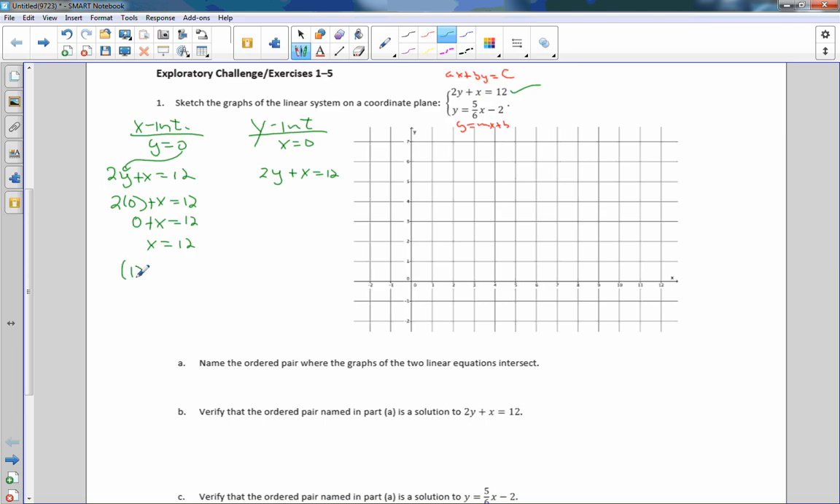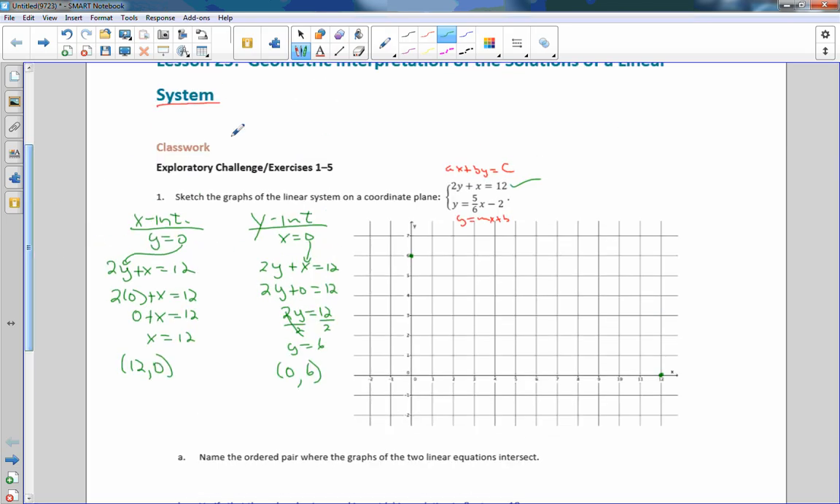Well, x equaled 12 when y was 0, so there's my point, 12, 0. That is right here. Now I'm going to do it again, but this time I'm going to make x 0. So I get 2y plus 0 equals 12, or 2y equals 12. Divide both sides by 2, and I get y equals 6. So when x is 0, y is 6. That's the point 0, comma 6, which is right here.